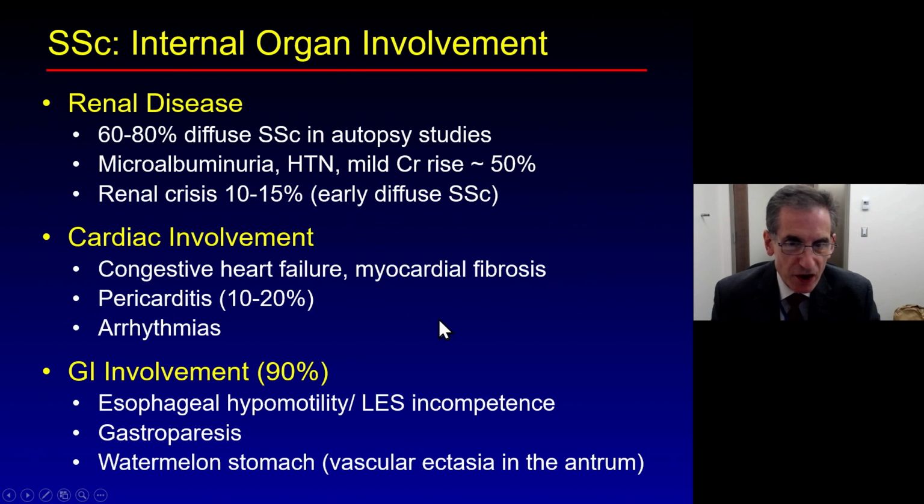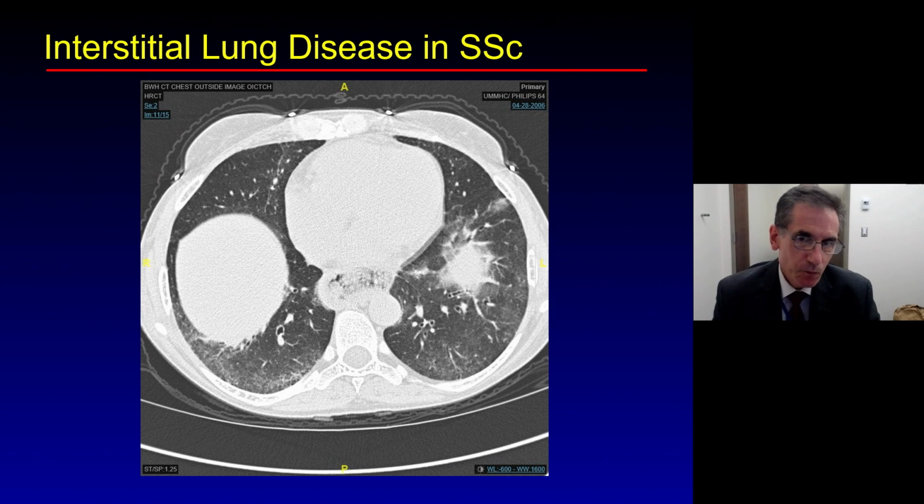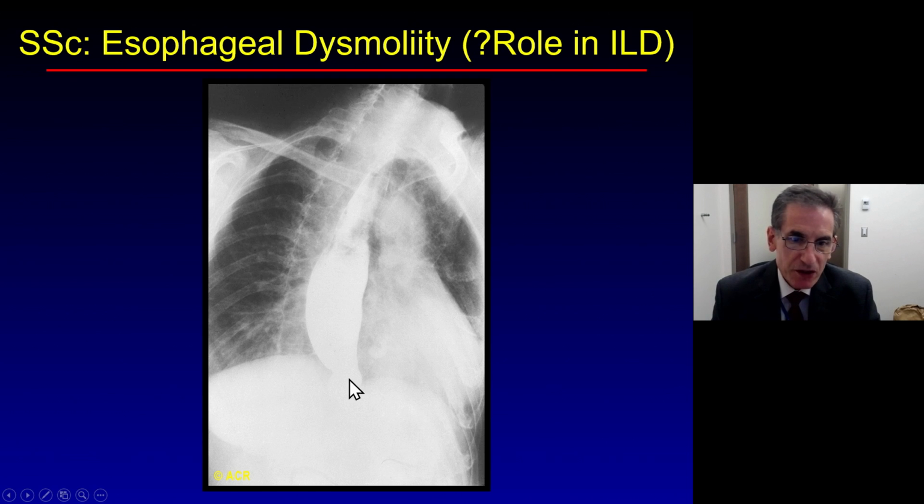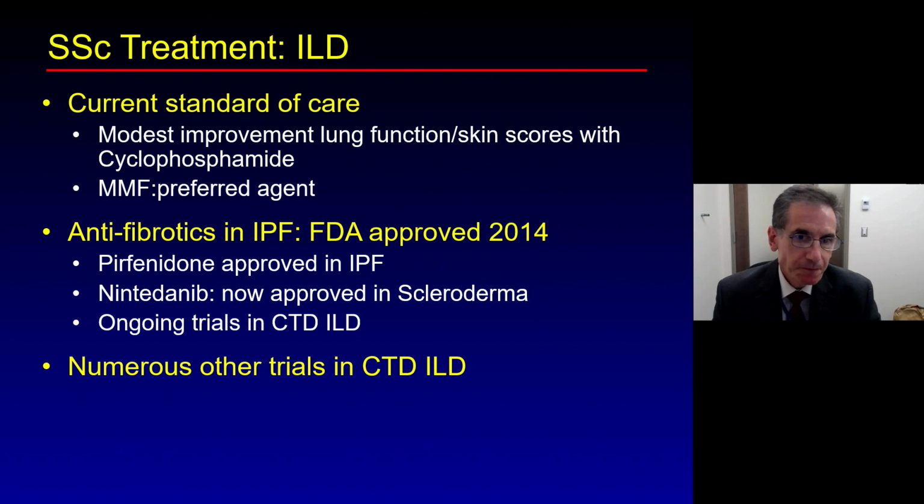Cardiac involvement can occur in a number of patients, which can include congestive heart failure, myocarditis, and pericarditis. And GI involvement is extremely common, with GI involvement involving the esophagus, gastroparesis, and vascular ectasia in the antrum of the stomach. This is interstitial lung disease, showing this reticular and ground glass appearance in the parenchyma. And this is esophageal dysmotility, which is common in patients with scleroderma.